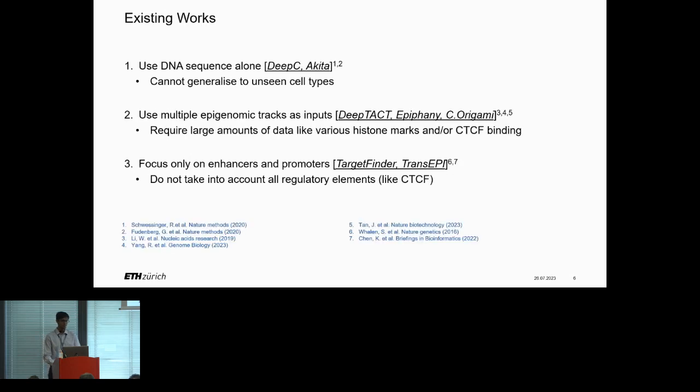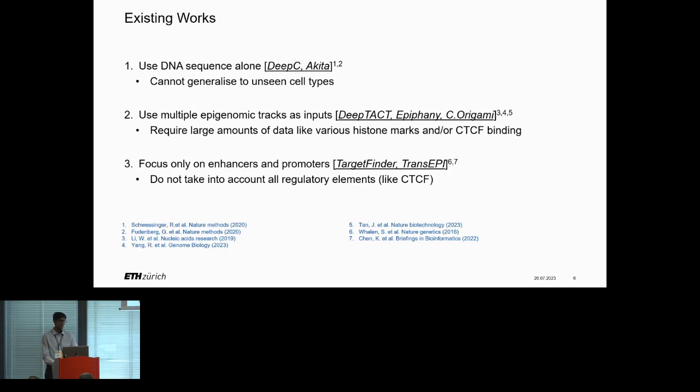There are several existing works that can accurately predict the Hi-C matrices, and these fall into three different categories. The first category focuses only on the DNA sequence. While these methods can predict the Hi-C interactions very accurately in the cell types they were trained on, they cannot generalize to new cell types. The second kind of methods use multiple epigenomic tracks as inputs, and these include histone marks and CTCF binding sites, and we might not always have all these epigenomic tracks available as inputs.